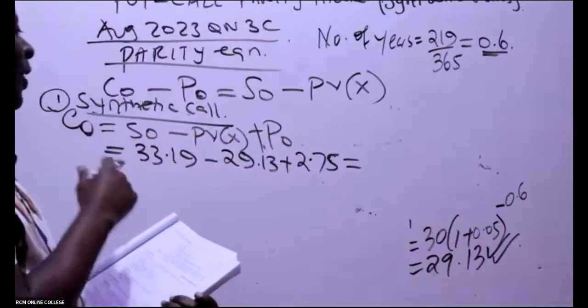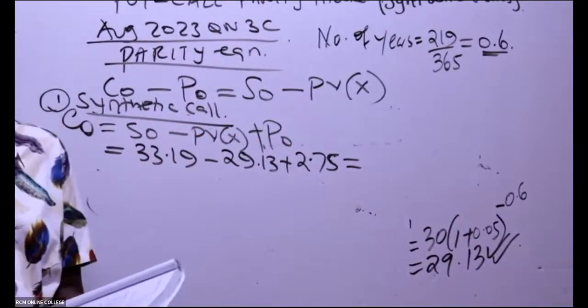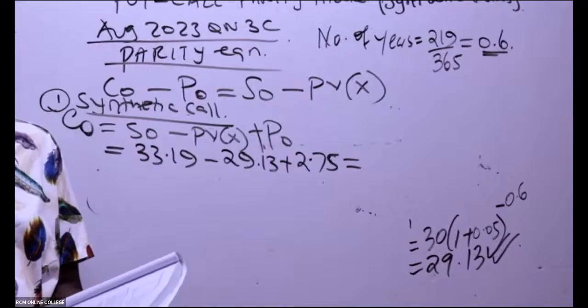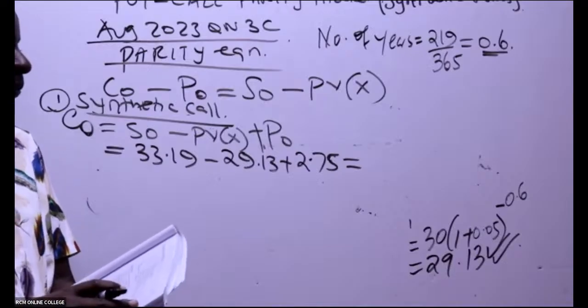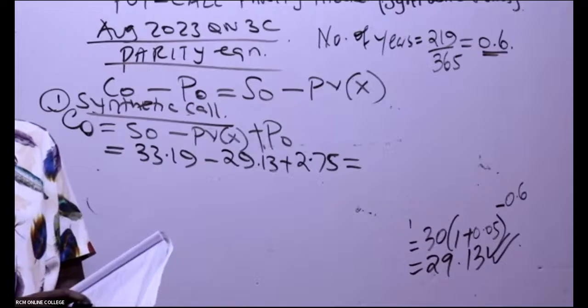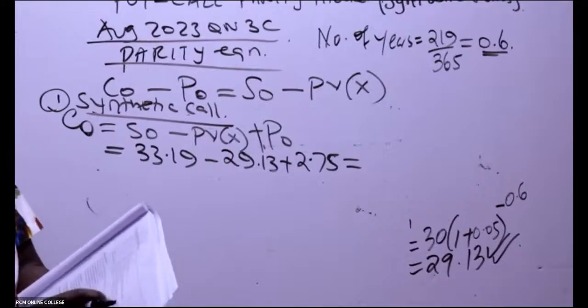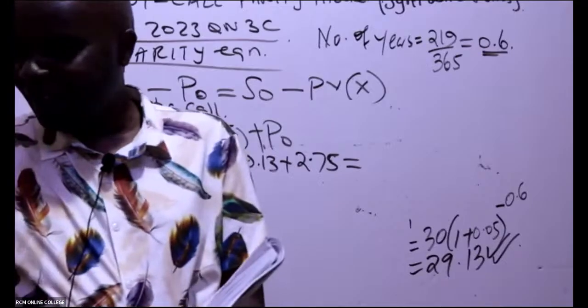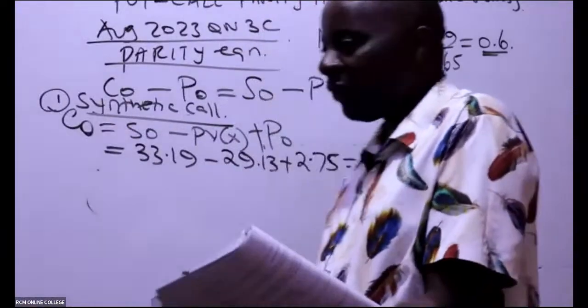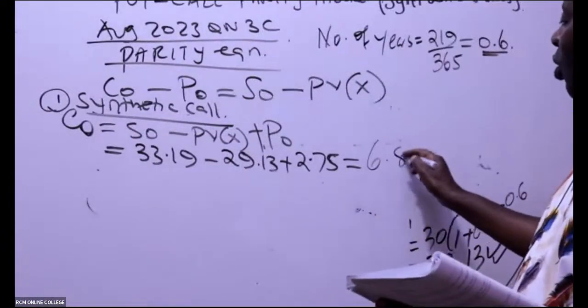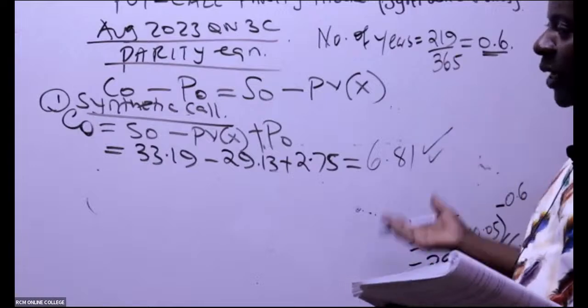So then that is it. You are able to give us what we call the synthetic call. So what are we able to get there, ladies and gentlemen? According to Margaret, we have 6.81. You have your correct answer. So many guys are not able to answer this.